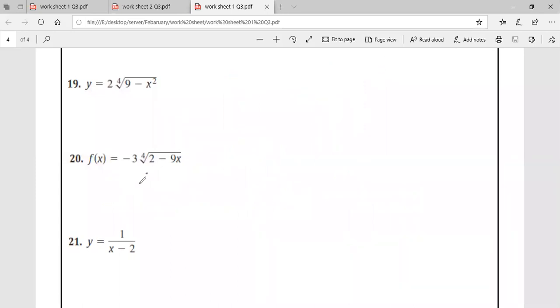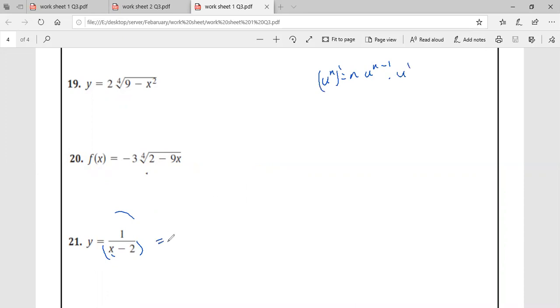Here, as you see, this function is a composite function. As I told you before, I rewrite this function to be in the power form, and you can use the chain rule. u to power n.